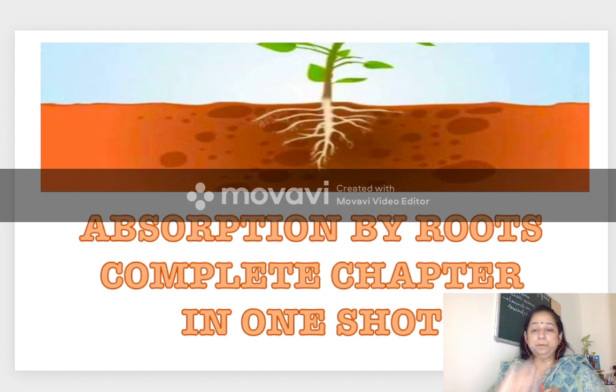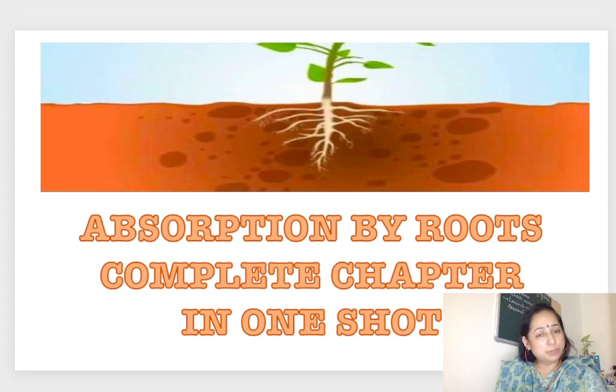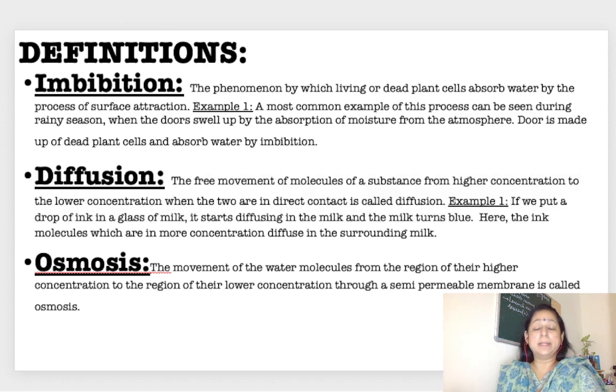Herein, the chapter is absorption by roots. We all know that in each and every chapter for ICSE, definitions and the pointers become very important. So same goes here also. We are starting up with definitions one after the other. I have summed up all the definitions of the chapter. So I'll be telling you the definition and I'll be explaining you the same, and then we'll take up all the topics. Starting up with the first one, that is imbibition.